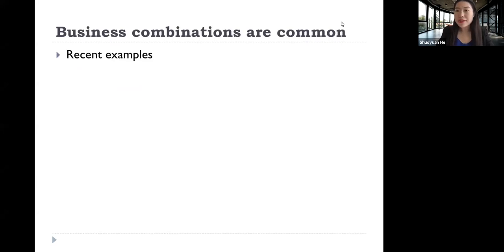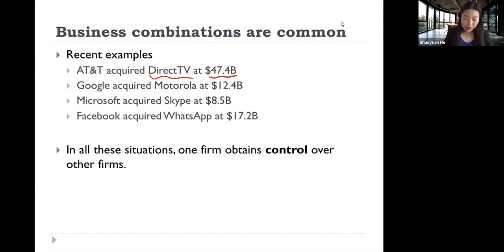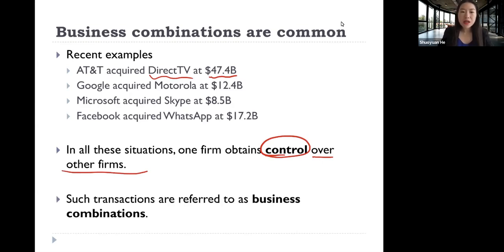So business combination is actually very common in today's world. Some recent examples include AT&T acquired DirecTV at $47.4 billion, Google acquired Motorola, Microsoft acquired Skype, Facebook acquired WhatsApp. All of those are different examples of business combination. And in all of these situations, what happened is one firm obtains control over one or some other firms. So these kinds of transactions are often referred to as business combination.